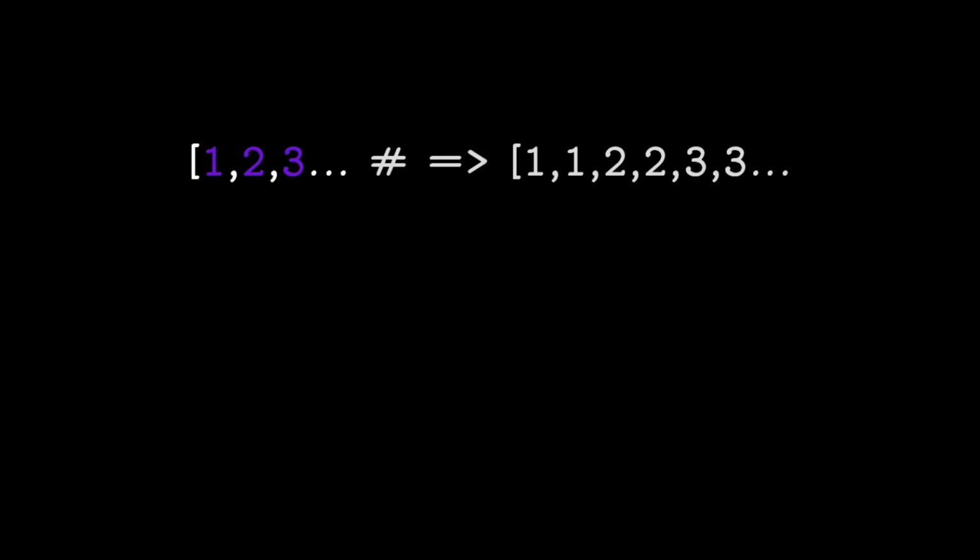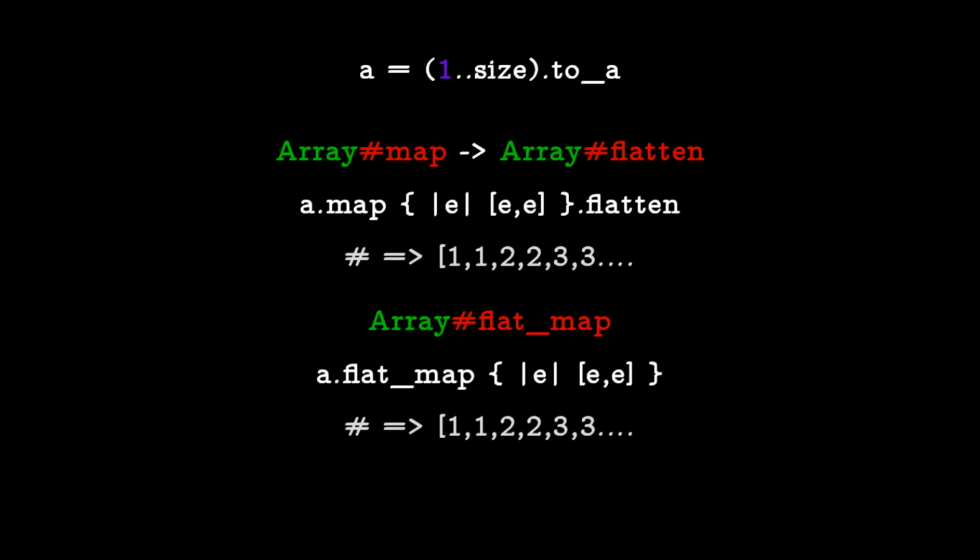Say we want to create an array which contains all the elements of the original array in adjacent positions. Two very common ways of doing that would be to first use array map and then flatten, or directly use array flat map.